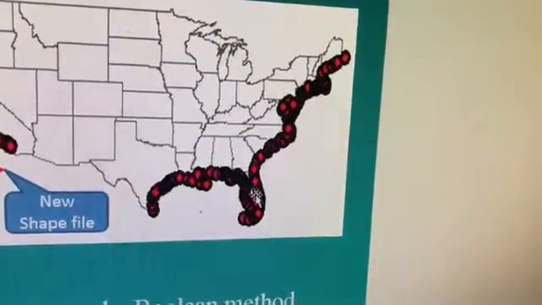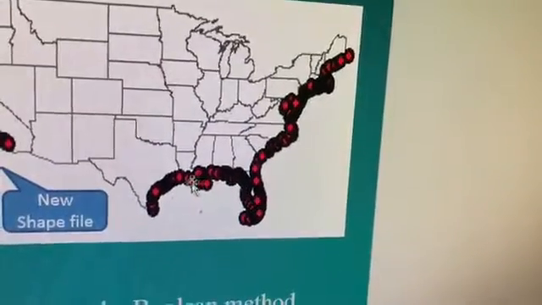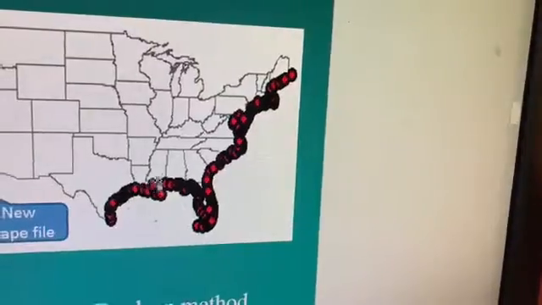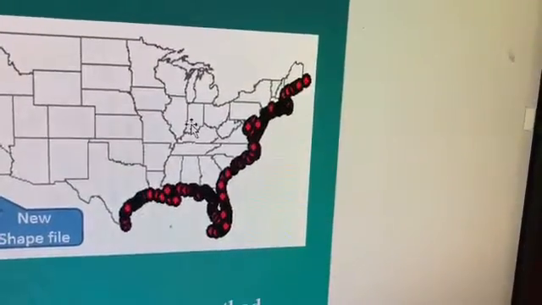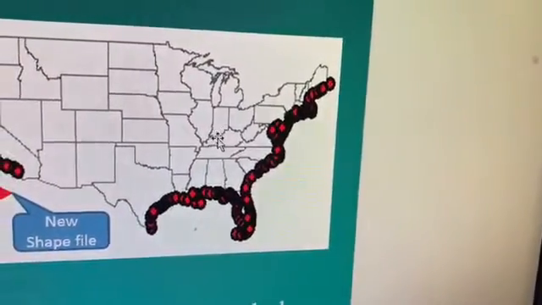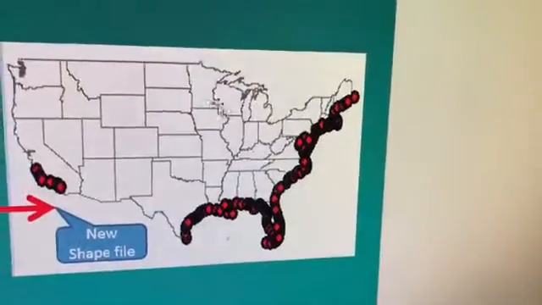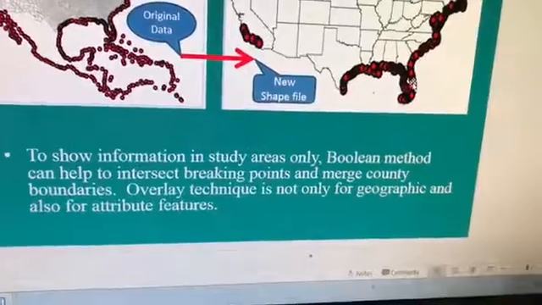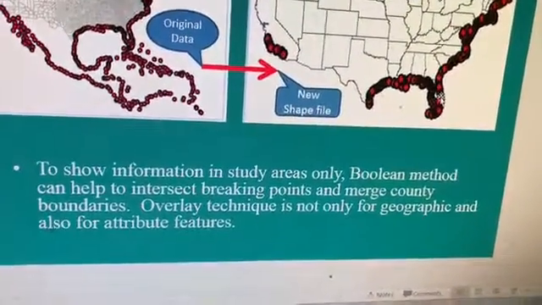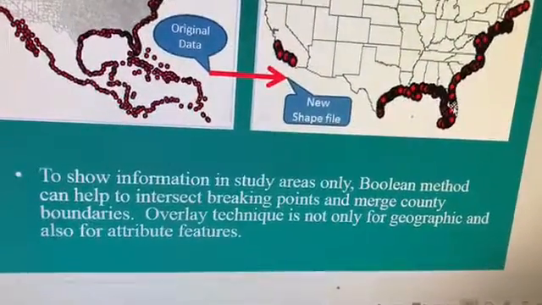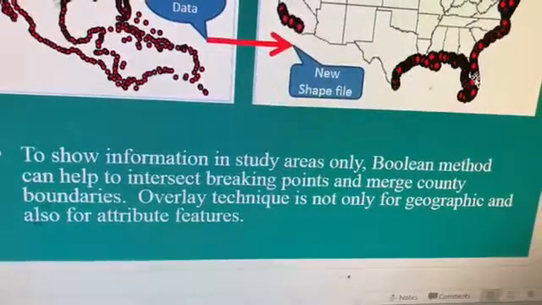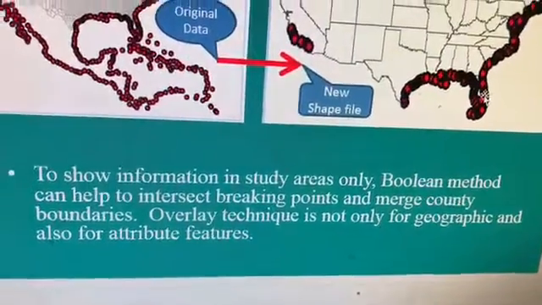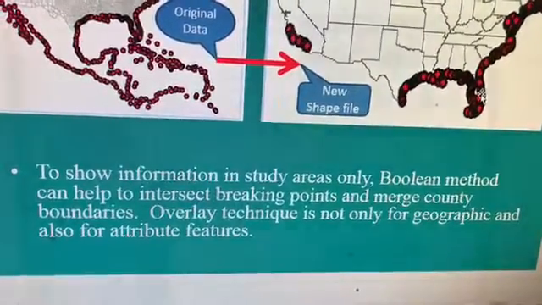crossing the United States borderline, and I clean the state and county boundary so the new map looks cleaner. So the Boolean method can help to intersect breakpoints and merge county boundaries. Overlay techniques are not only for geographic but also for attribute features.